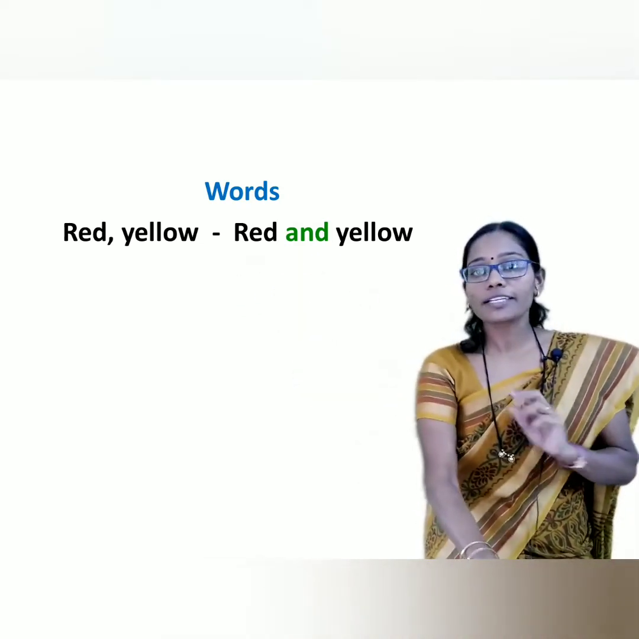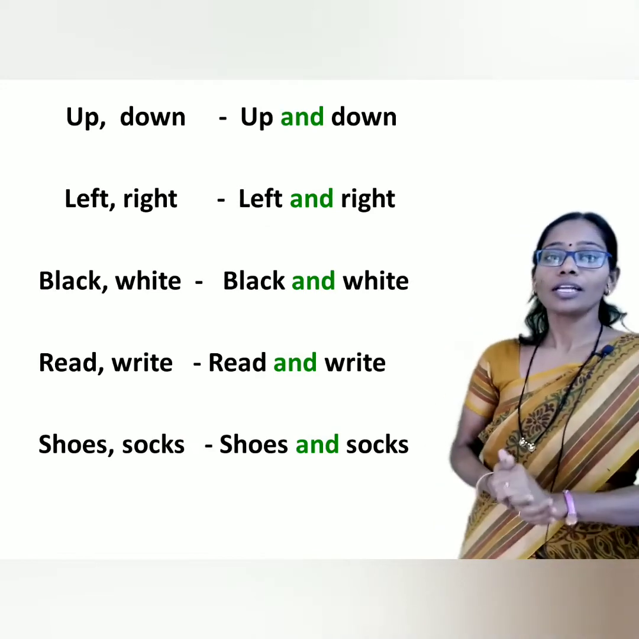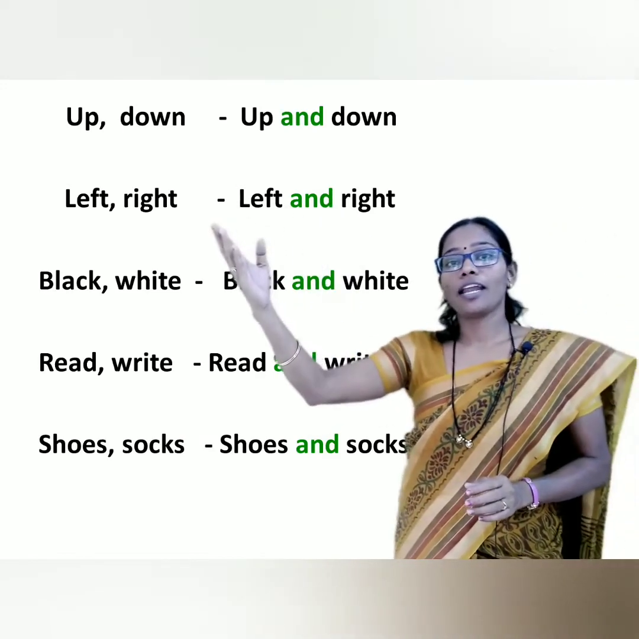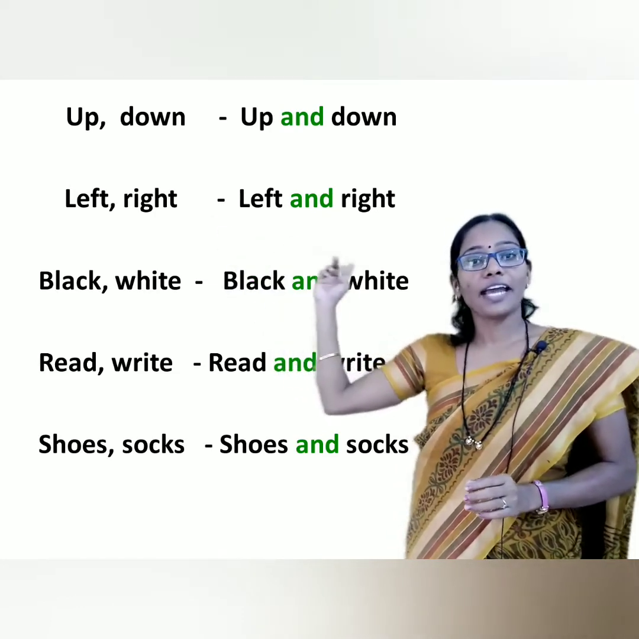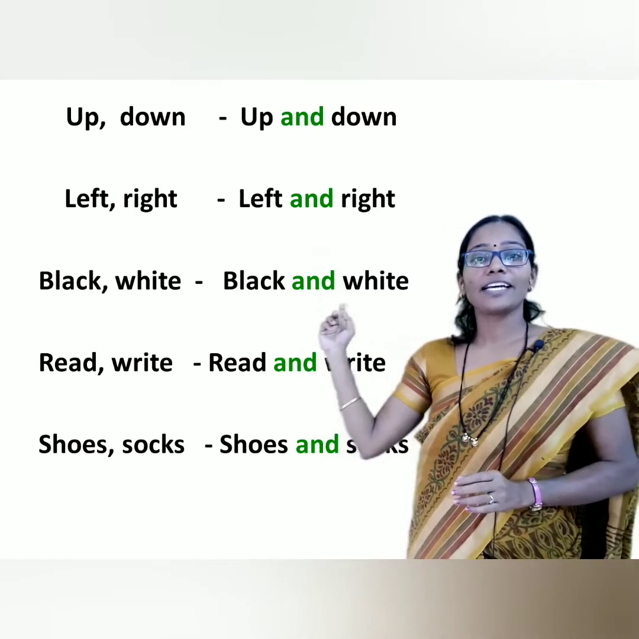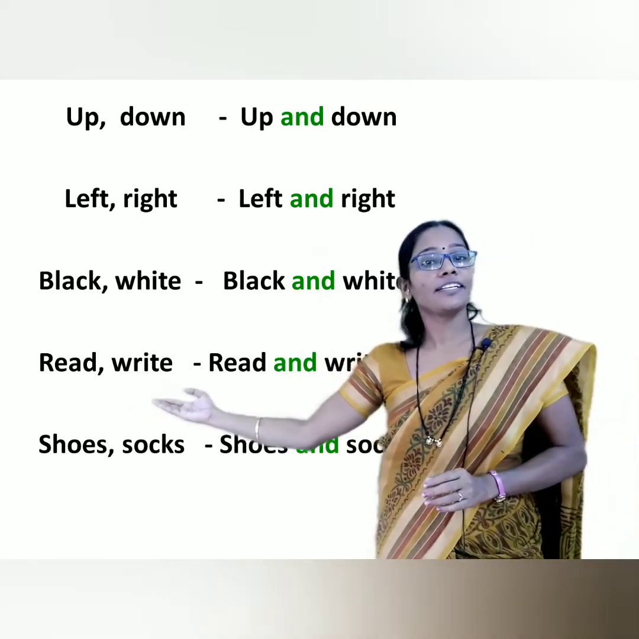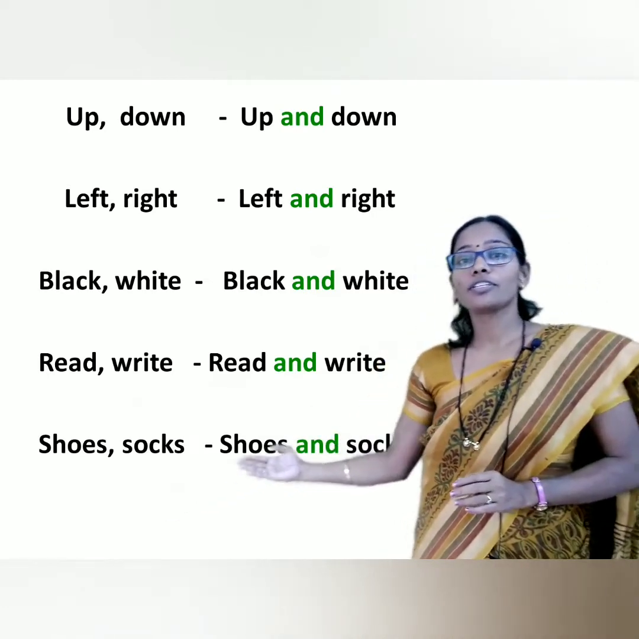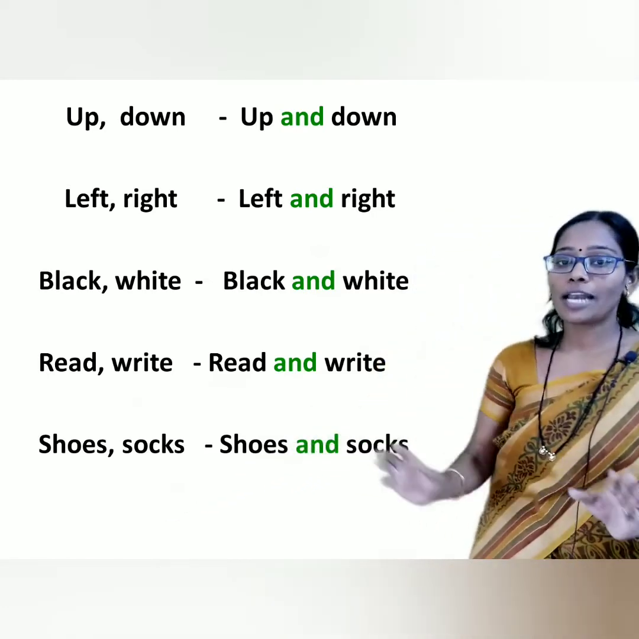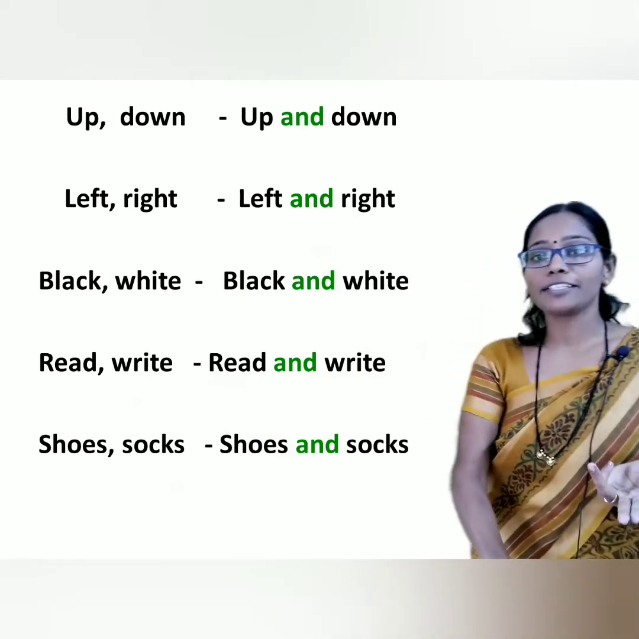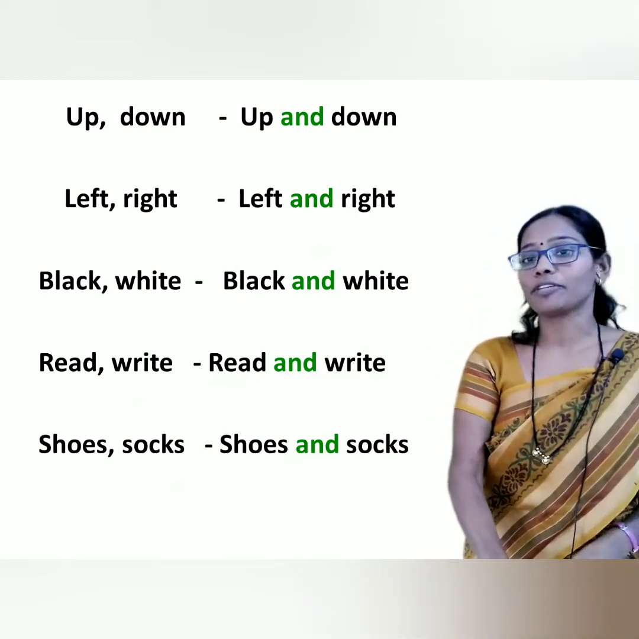In the same way, let us see some more words. Here: up, down, up and down; left, right, left and right; black, white, black and white. Next, read, write, read and write; shoes, socks, shoes and socks. So like this, it is very simple. When we want to join two words with "and", we just have to put the word "and" in between the two words.